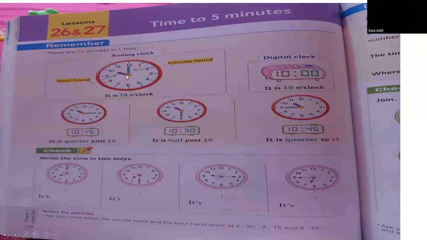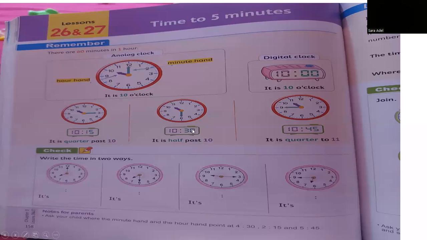This is on book page 158. These are the 2 hands of a clock. The big hand is called the minute hand and the small hand is called the hour hand. Then at hour 10, minutes at 1 is 5, 2 is 10, and 3 is 15 minutes. Here, the hour hand stands on 10, and the minute hand stands on 6.